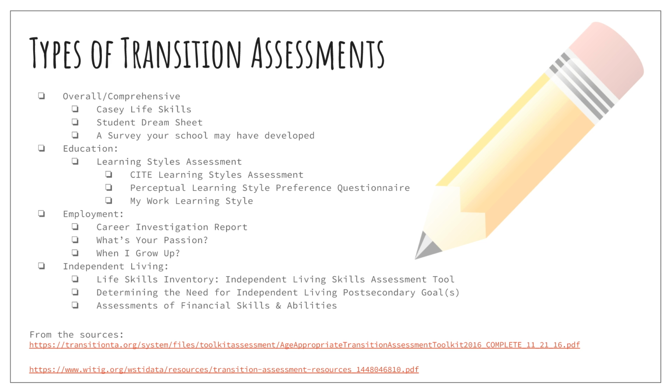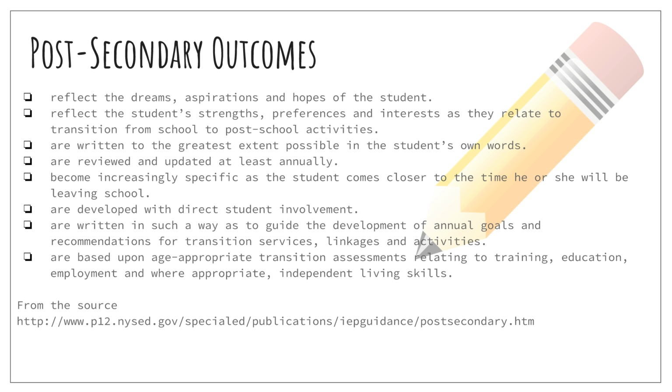There's many different resources on the internet, and a lot of organizations have comprehensive lists for you to choose from. In writing post-secondary outcomes, you should consider the following. These post-secondary outcomes should reflect the dreams, aspirations, and hopes of a student, reflect their strengths, preferences, and interests as they relate to transition from school to post-school activities. They should be written to the greatest extent possible in the student's own words.